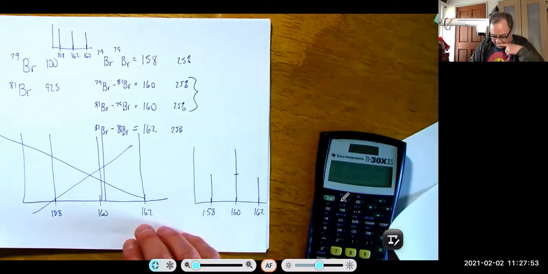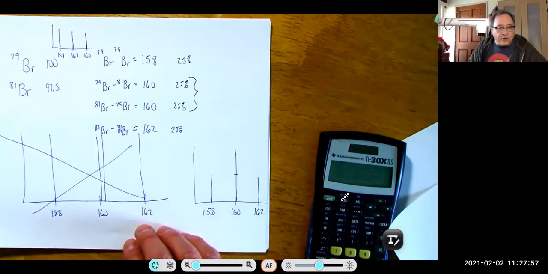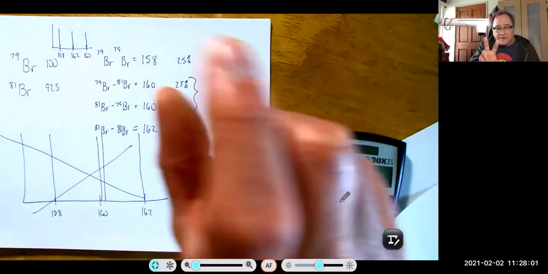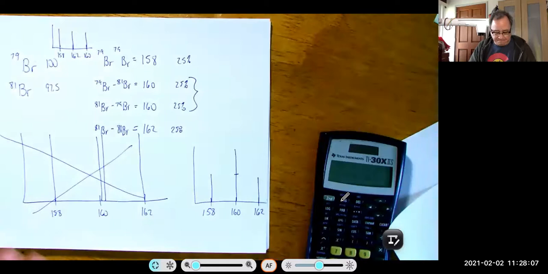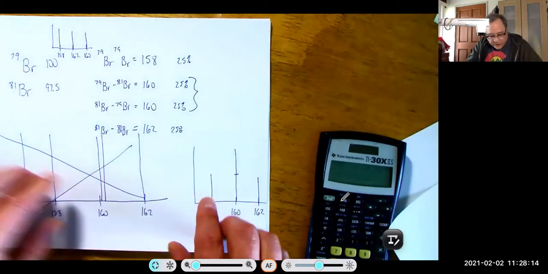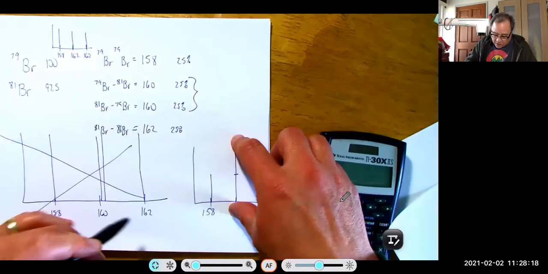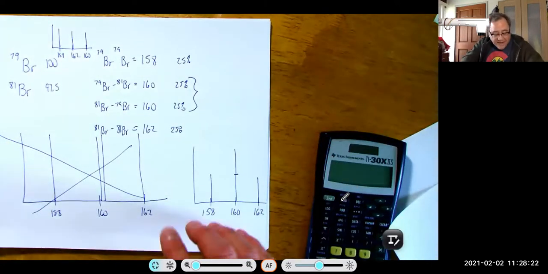Got it. And so also you need to consider not only every combination, but the order of the combination. 79, 81, 81, 79. That matters. Right. Okay. And so here, do you see that we didn't really do any calculations? We just said, okay, this is going to be big, small, small. But we could also have calculated them.